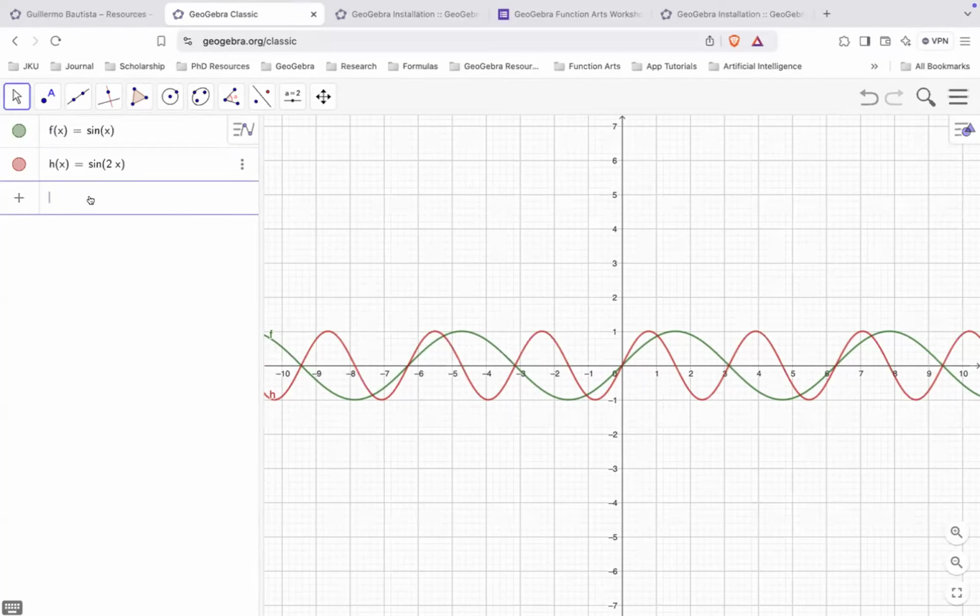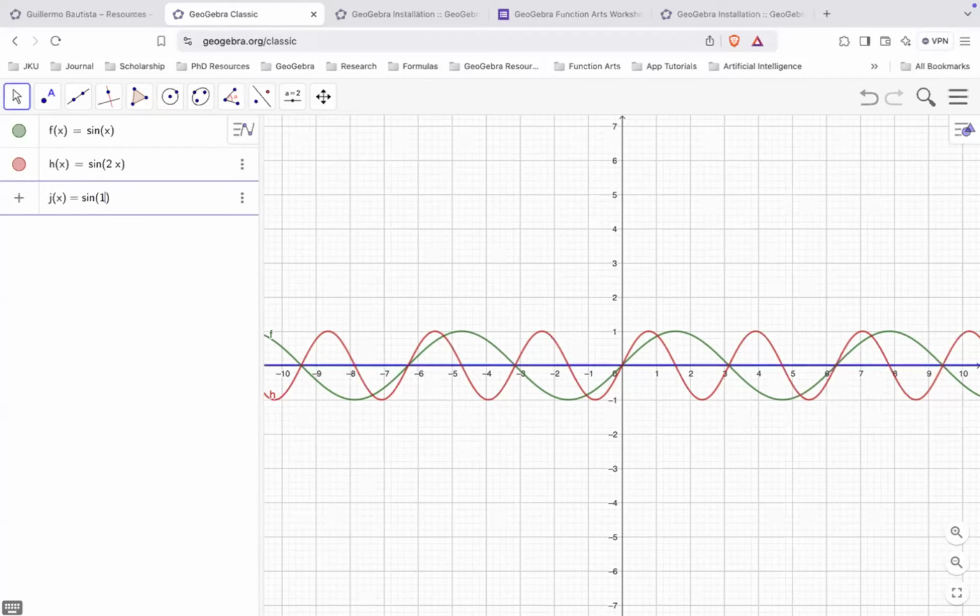vertically. Sorry, horizontally. But by the way, you can hide or show the graphs here. The name here doesn't matter. F of x, p of x, r of x, whatever. It doesn't matter really. But you cannot use the same letters. So if you use H, you cannot use H anymore. So you can use maybe H1. There are so many, H1, H2, H3, and so on.